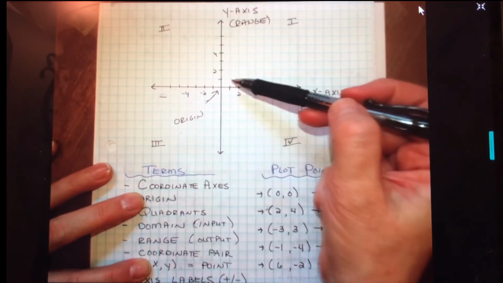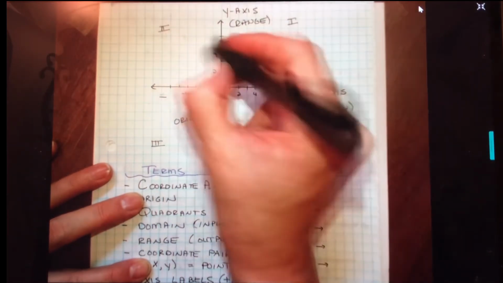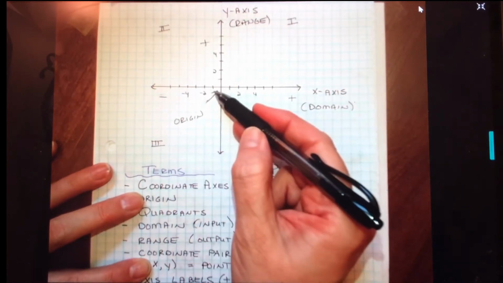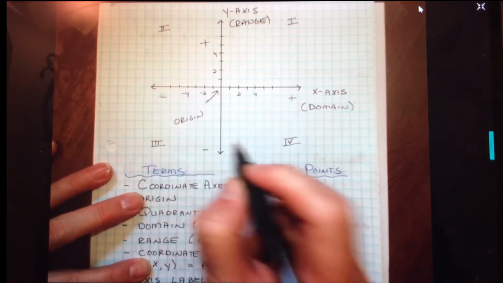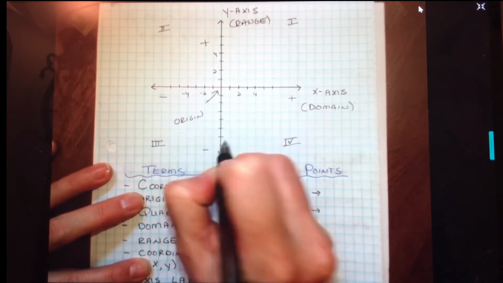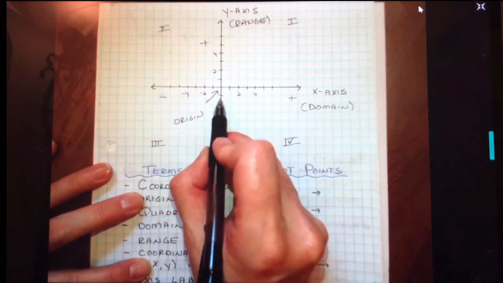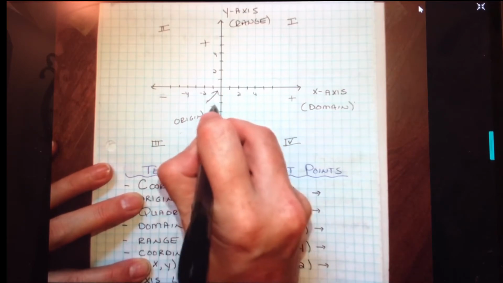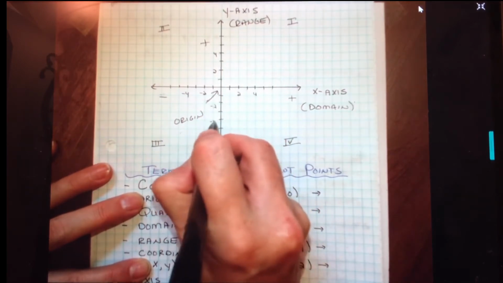So again, on the y-axis, as I move up, those are positive values, and if I move down, those are negative values. So again, if I mark off each grid, this would be -1, -2, I'll label that one, -3, -4, etc.